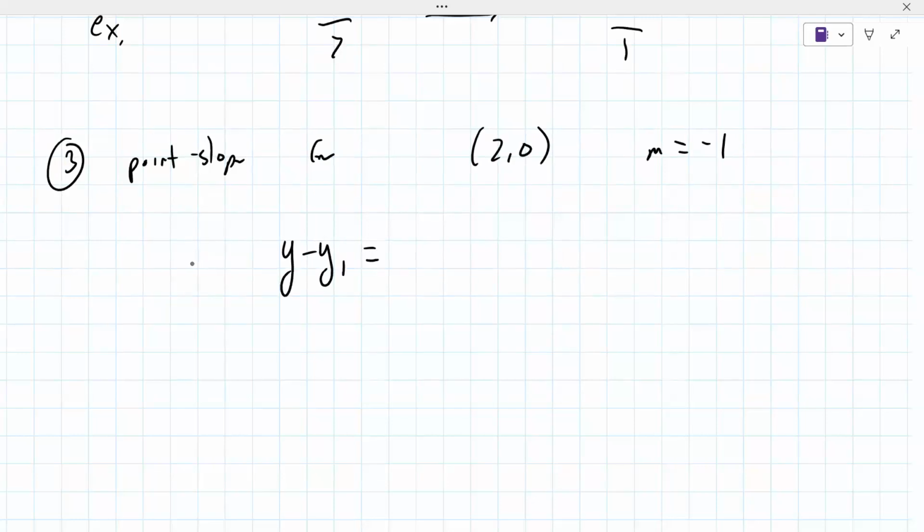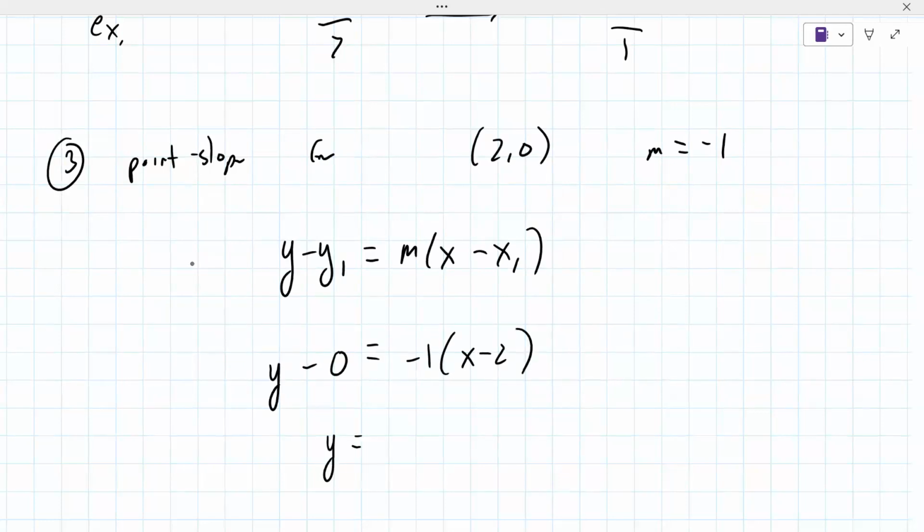y minus y1 equals the slope times x minus x1. This is y minus 0 equals -1 times x minus 2. y equals -1 times x minus 2. So this is the equation. And sometimes you're done when it asks for the equation. Like in your problem, it asks for a lot of things, but we've actually done a bunch of this now.